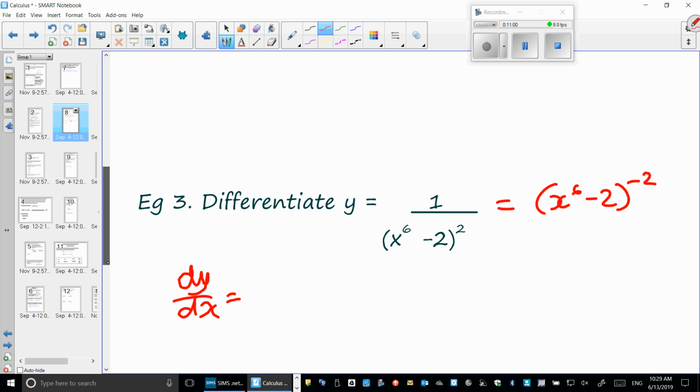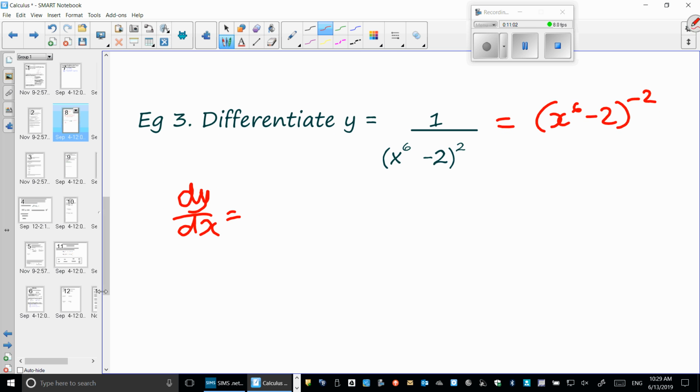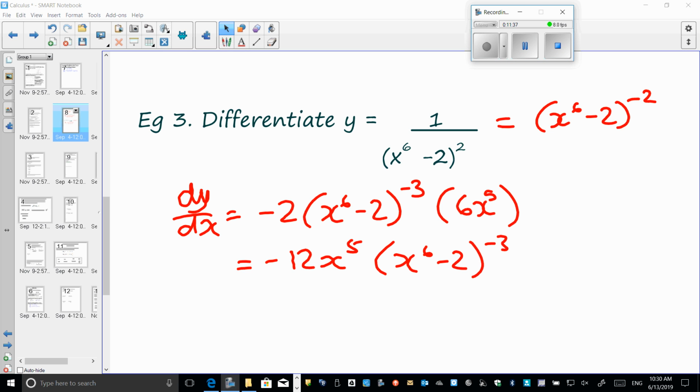So how do I differentiate? Basically, it's the bracket to the power of negative 3, then times the bracket of 6x, that's it, 6x to the power 5. And then what happens is you will multiply that.